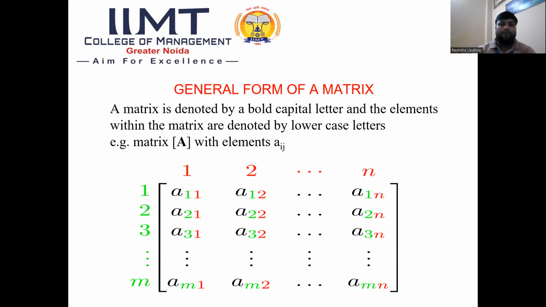What is the general form of a matrix? General form of a matrix is denoted by bold capital letters, and the elements within the matrix are denoted by lowercase letters. For example, matrix A is denoted by brackets with elements a_ij, where i is row and j is column. We have written the general form of this matrix. It has m rows and n columns.